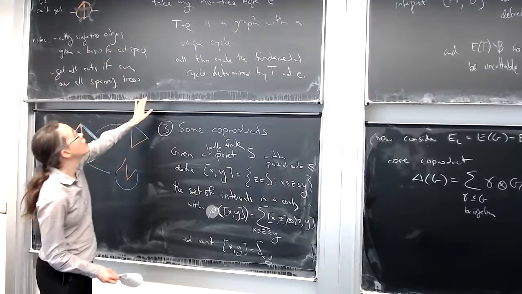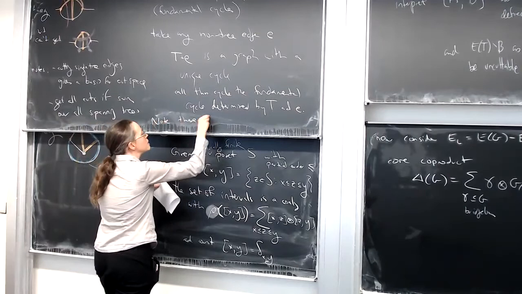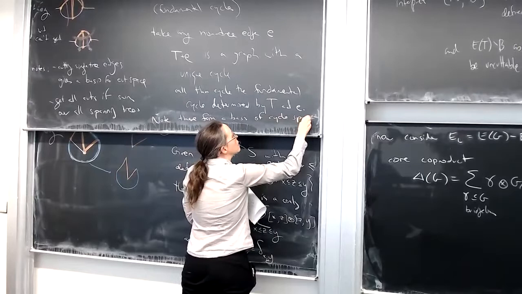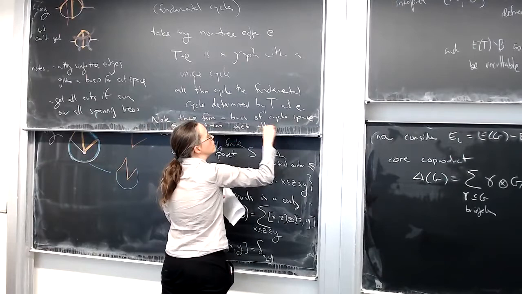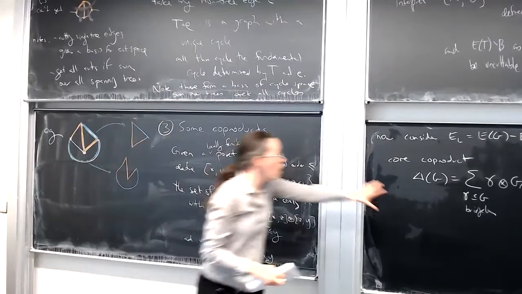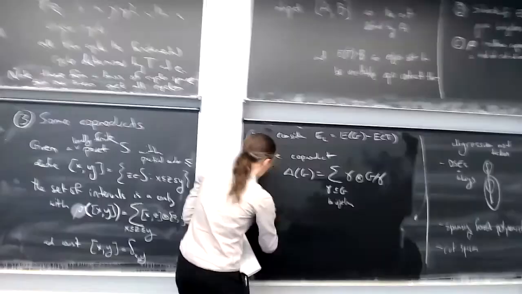Note, these form a basis of the cycle space, but they don't give all of them. If you sum over trees, you do in fact get all. But in our context, if we have a fixed tree, then we don't get all of them. Fine.